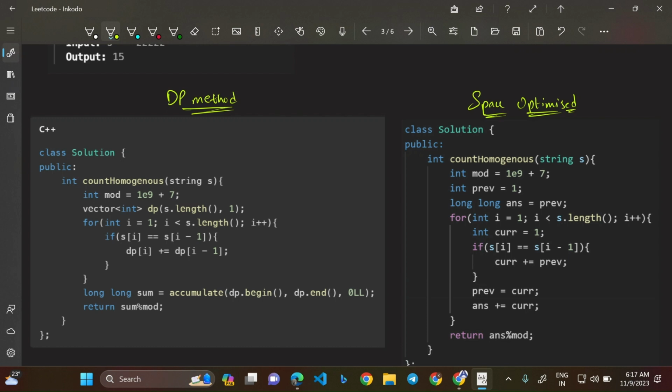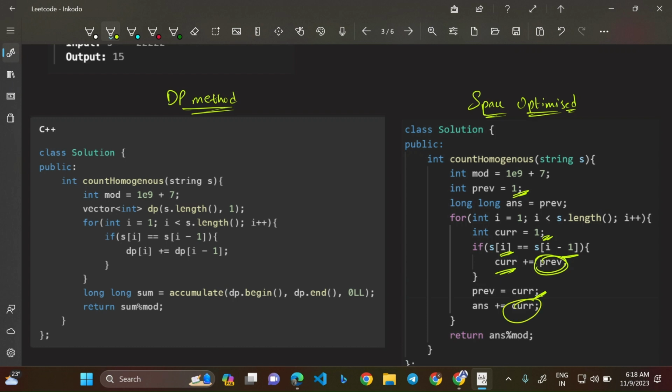Instead of using a whole length vector, why should we use it if we are only depending upon the previous value? That's the reason I've used previous equal to 1, and answer would initially be previous. And now for every index up to s dot length, my current would be 1. And if s of I is equal to s of I minus 1, then I'll be adding the previous value to my current value. And now my previous would be current, because for the next element, the previous would be my current value. So previous is equal to current, and I'm adding answer plus equal to current.